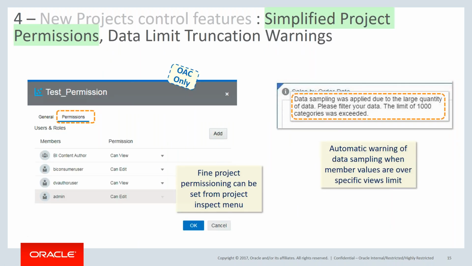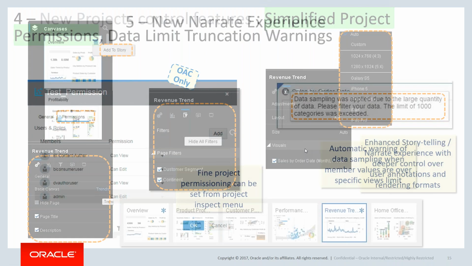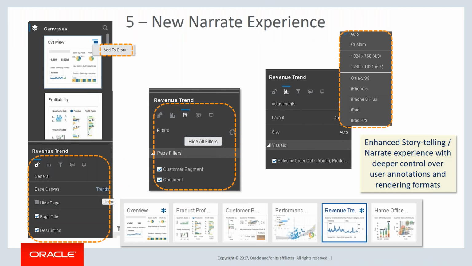We also have simplified project permissions and some data limit truncation warnings. So now, this is getting towards the groupware aspects, and I'll cover this a lot more in the demo, we have the ability to specify who can look at specific sets of data as well as who can look at specific projects. As well, it will automatically sample the data if you're trying to look at too much data that just doesn't fit in the screen. So there's a warning for doing that. You can even turn off that warning, by the way, if you wanted to.